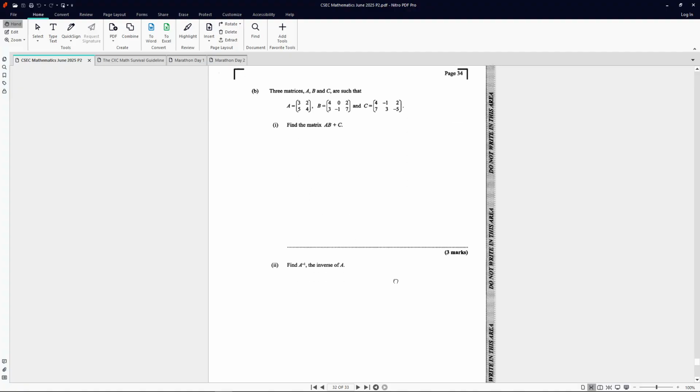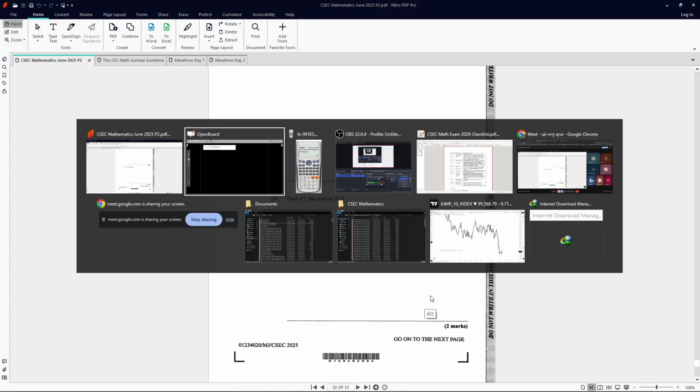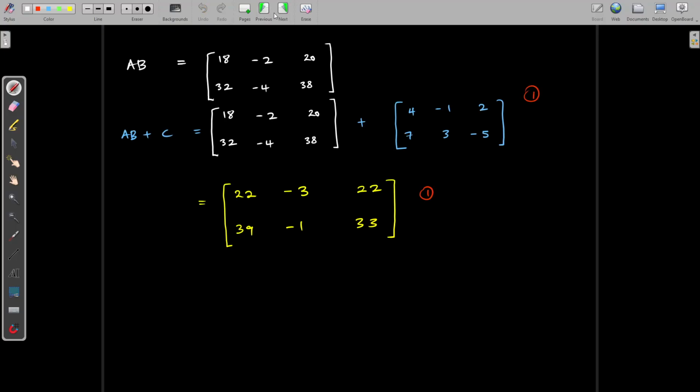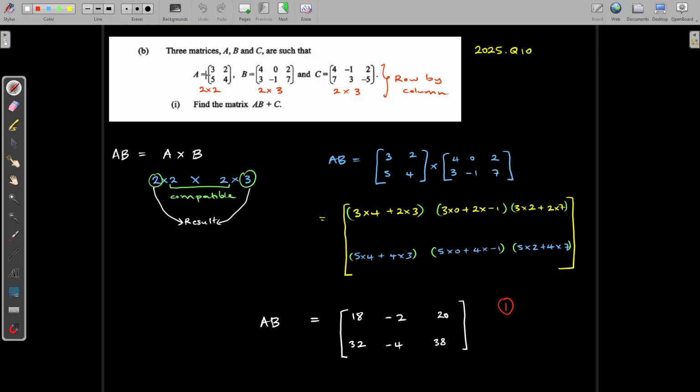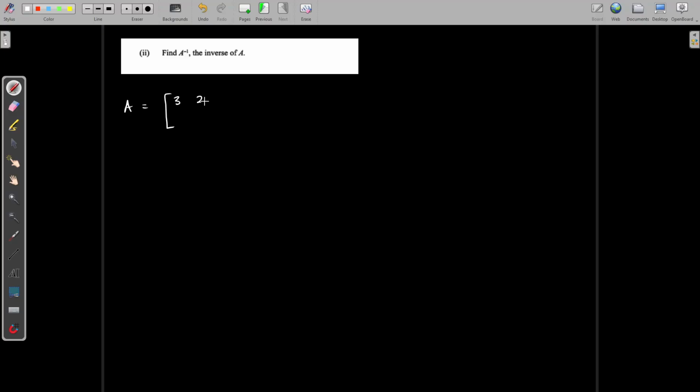Alright, so find the inverse of A, and they're only giving 2 marks for this. So I don't really appreciate their mark scheme from time to time, but we'll have to work with it. So matrix A was given as 3, 2, 5, 4. I want to find the inverse of this, and this is for 2 marks.